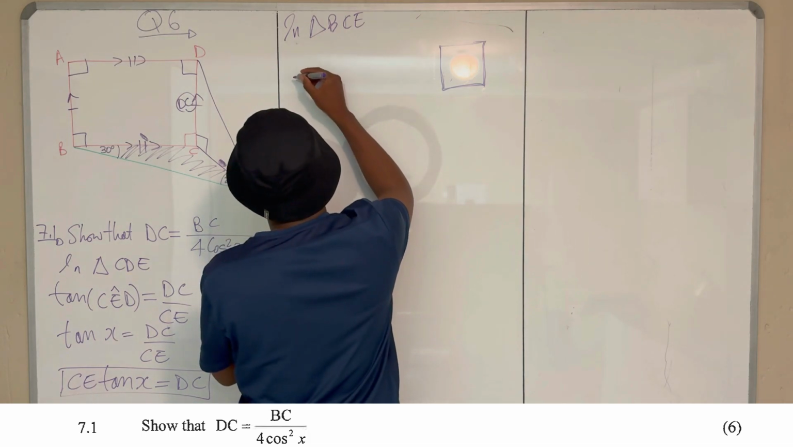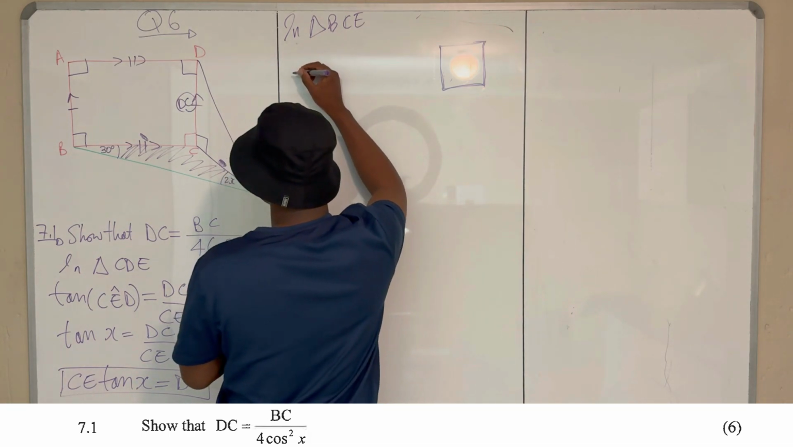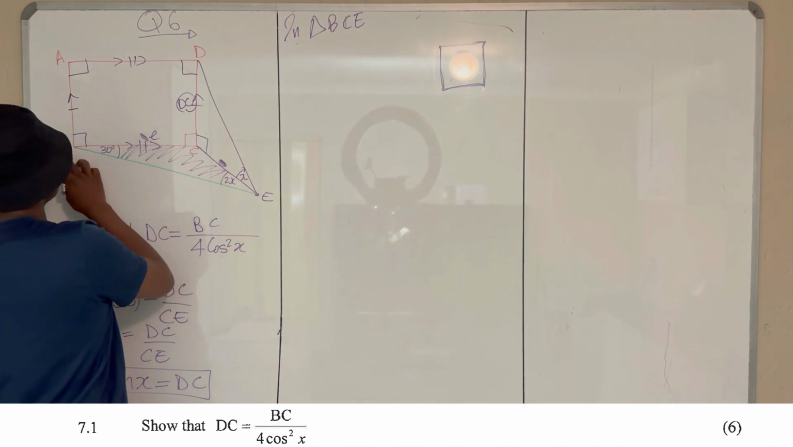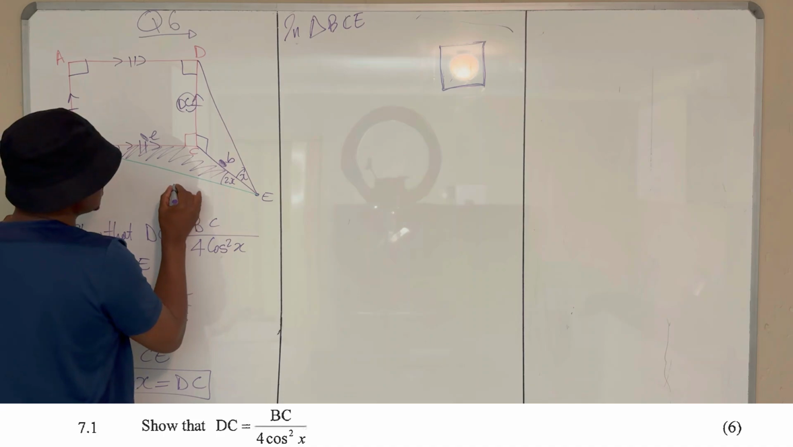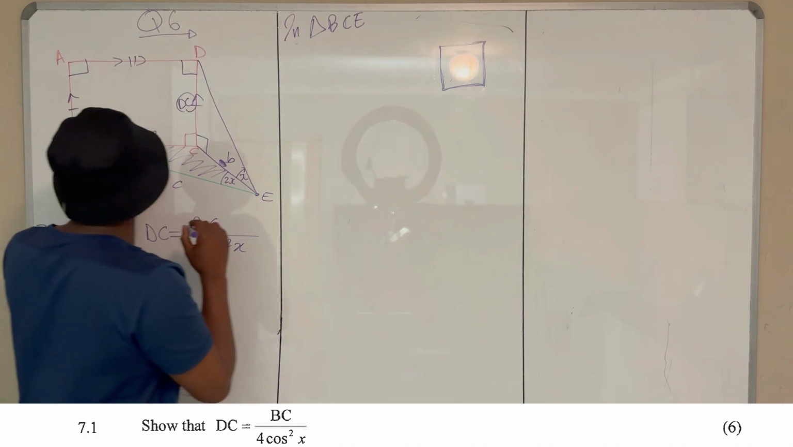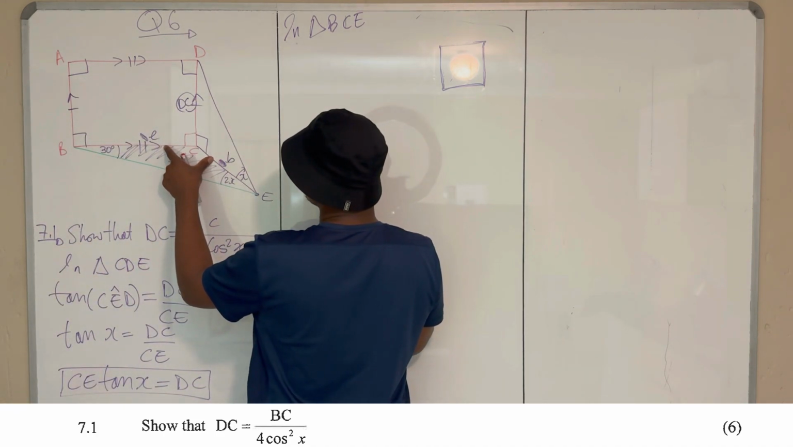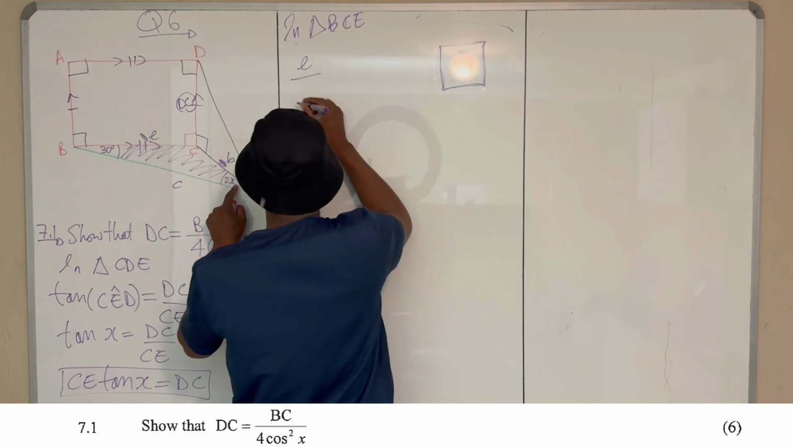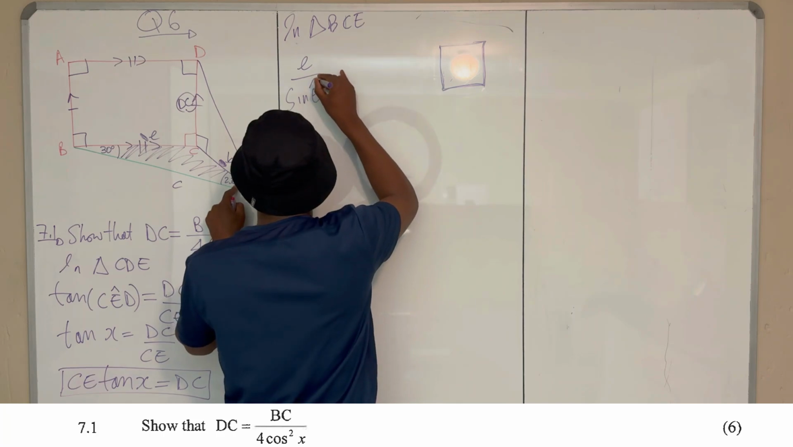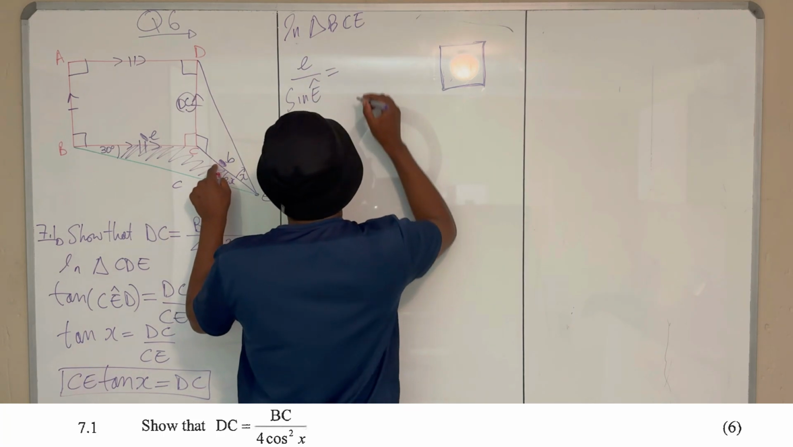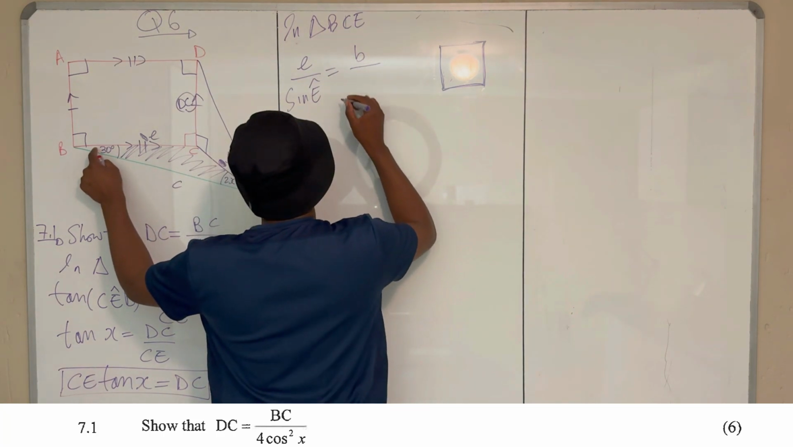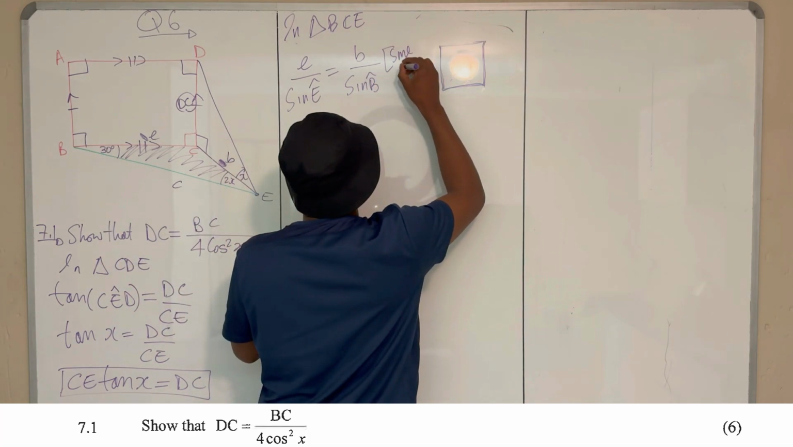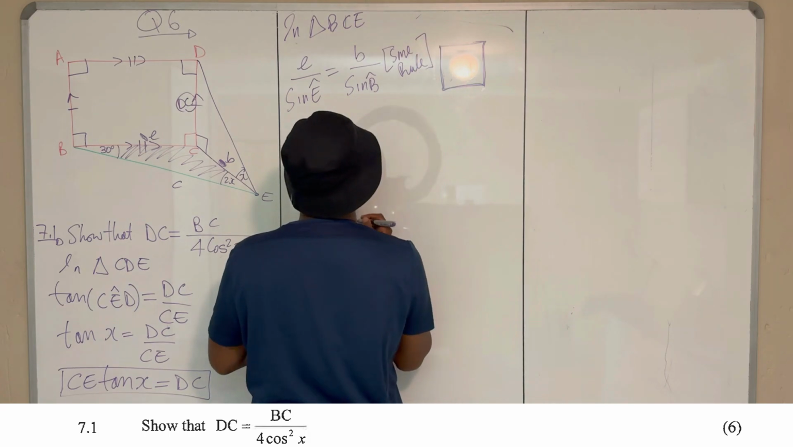So if you look at this triangle, you can apply your sine rule. This is E, so this will be small e, this is B, this is small b, C, this is small c. Because we want to relate these two, we'll say small e over sine angle E is equal to b over sine angle B. This is the sine rule.